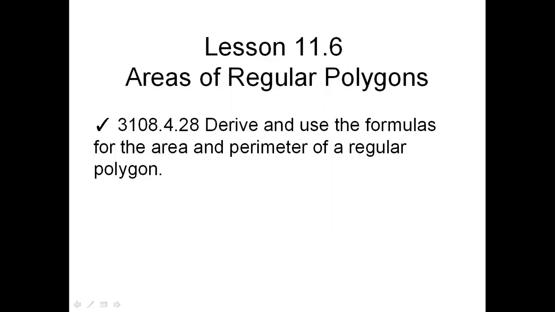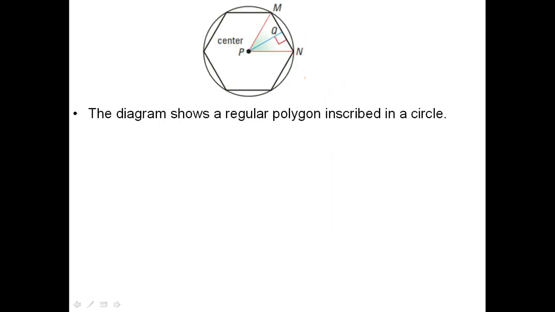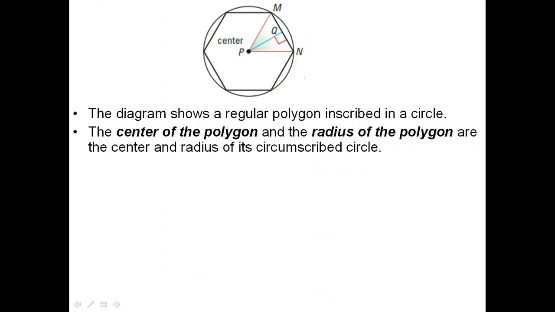In this lesson, we'll find the area of regular polygons. We're going to relate the regular polygon to a circle that circumscribes it. And by doing that, we can call the center of the polygon the center of the circle that it is inscribed inside of, and the radius of the polygon will be the same as the radius of the circle.